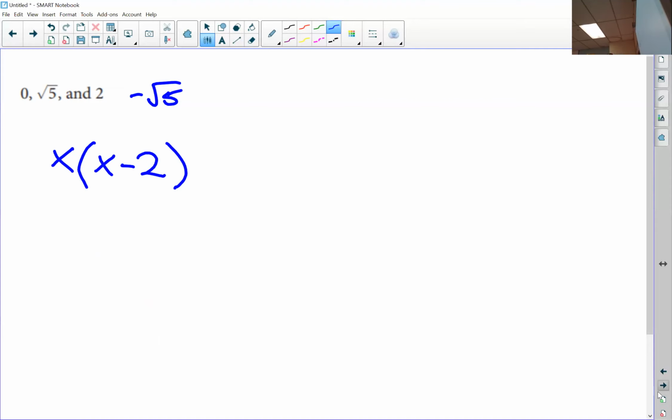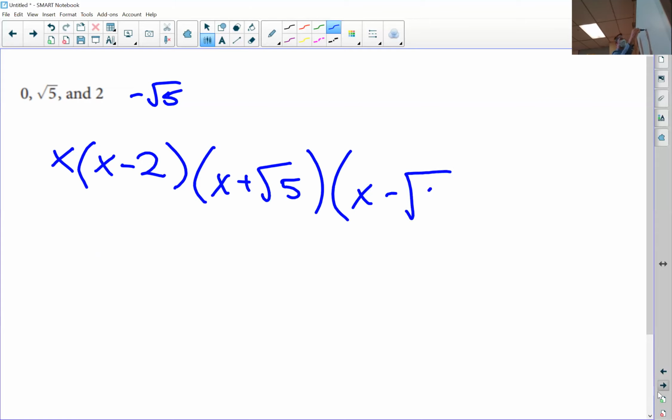So what do I do about the root 5s? So it's going to be X plus root 5 and X minus root 5. Make sense now somewhat? Now, what do I do next? I got to do the distribute thing. It's telling me to multiply, so I'm going to do some distribution, right?